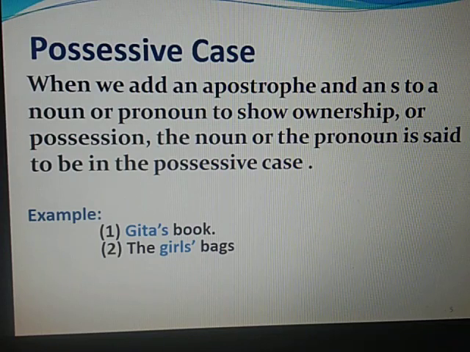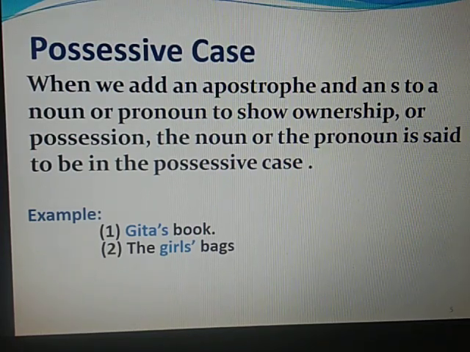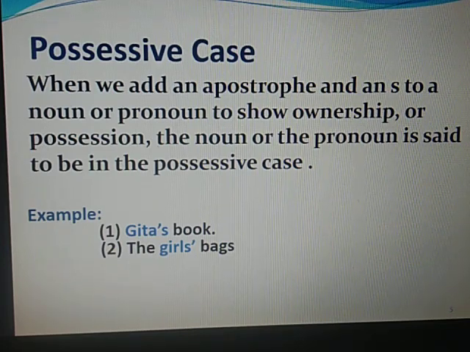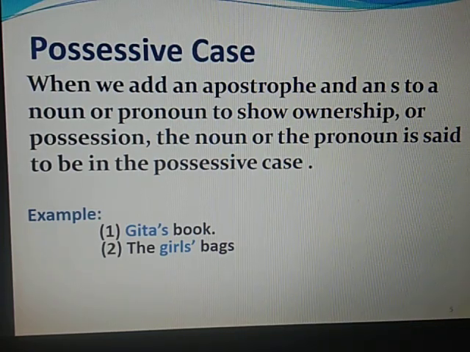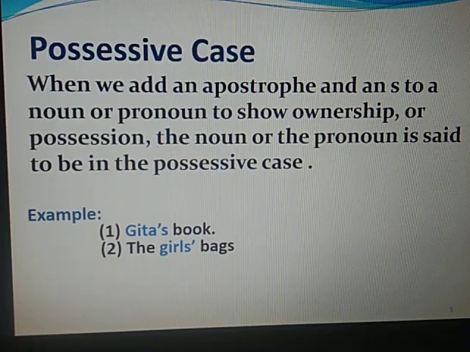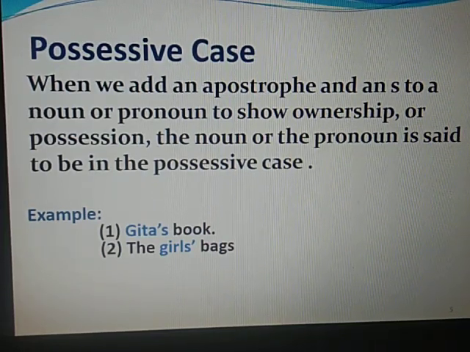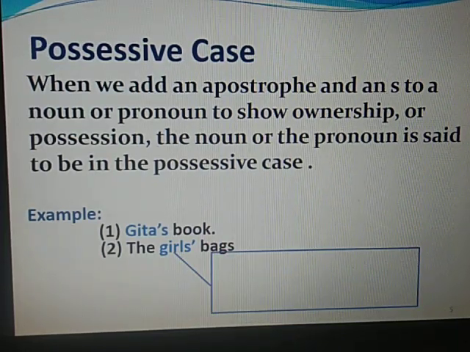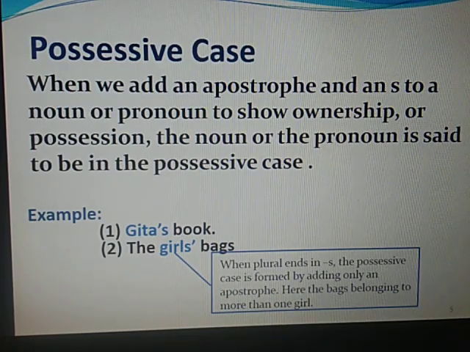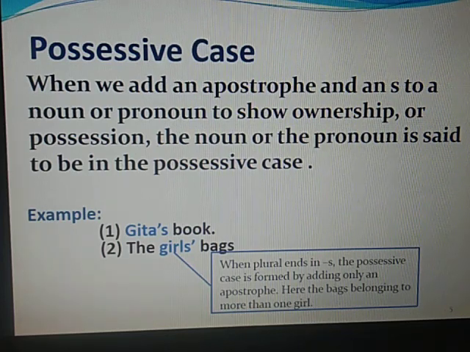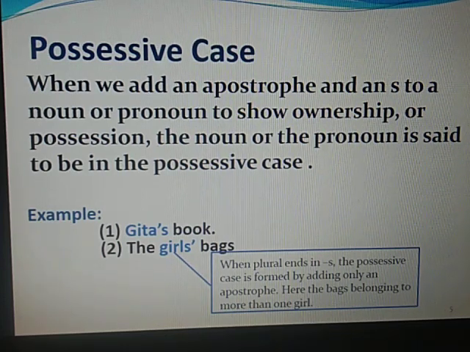The girls' bags. Now why have we put the apostrophe after s? Because girls is the plural form of the noun and we want to say so many girls, so we have put it after s. The rule says when a noun or pronoun ends with s, we put the apostrophe after s, but if it is not ending with s, we put an apostrophe and s after it. So when a plural ends in s, the possessive case is formed by adding only an apostrophe. Here the bags belong to more than one girl.